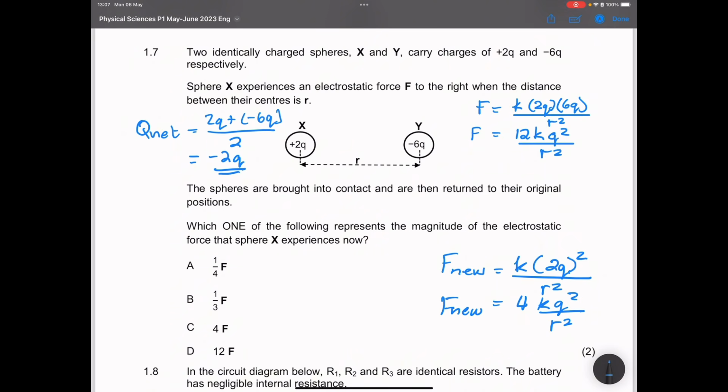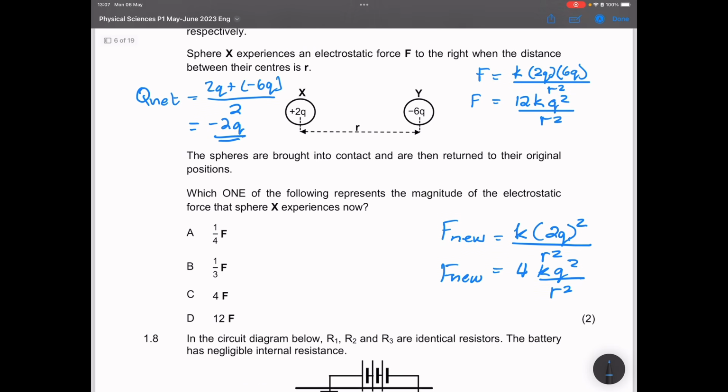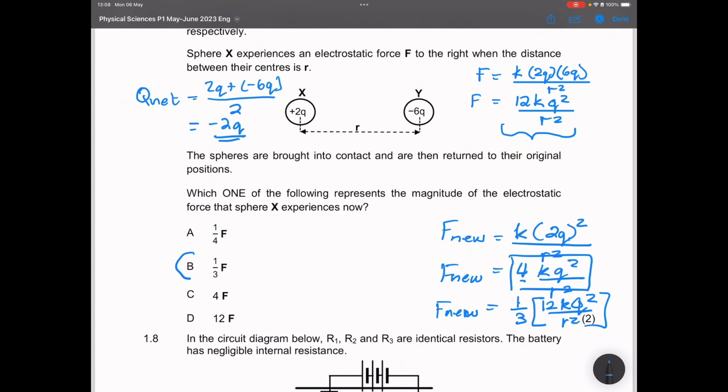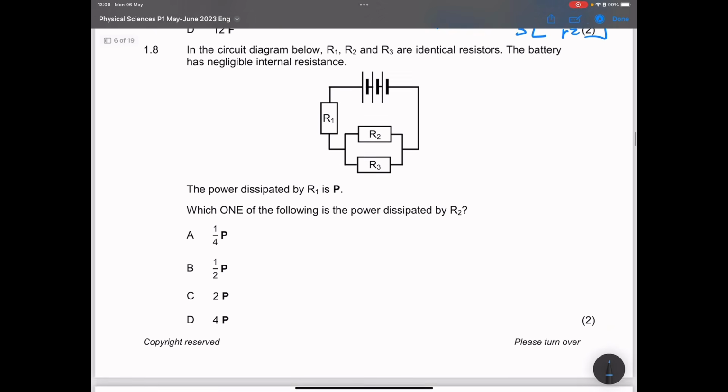Okay, ladies and gents. Now, if we look at the old force, force F, it was 12, and this one is 4, so which means it has been divided by 3. So if I were to divide the old force by 3, it would give me this new force. So I can say this is the same as saying 1 over 3 times 12 KQ squared divided by R squared. Now, if you take 1 over 3 times 12, that will give me 4. So I wouldn't have changed anything, right? So which means this is the same. The new force is actually 1 over 3 times the old force, F, right? So in that case, the correct answer would therefore be B. Right, I hope that made sense, ladies and gents.